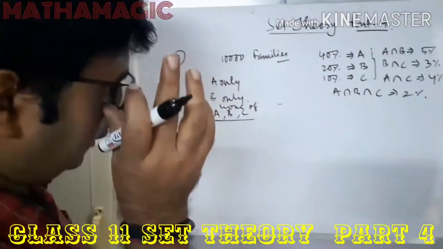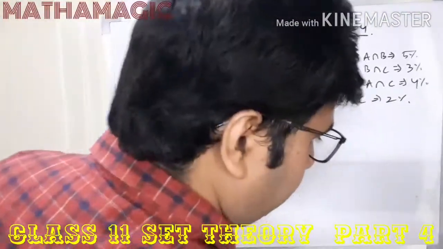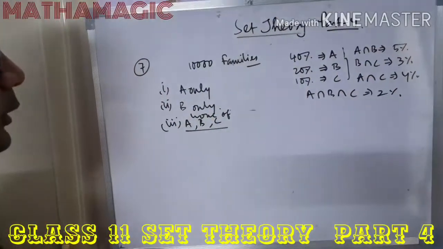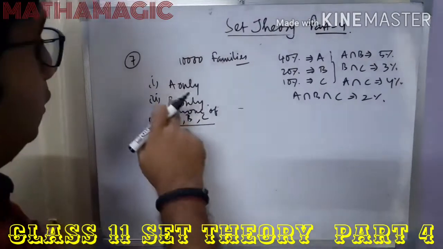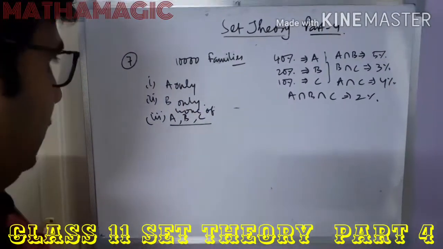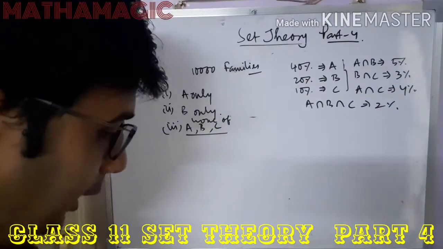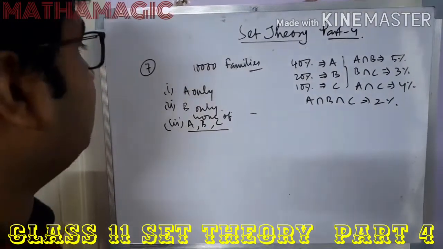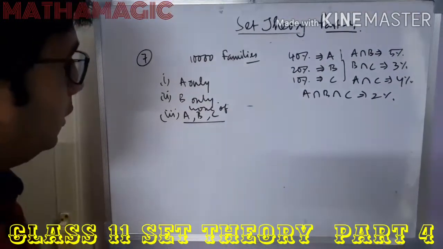Now we need to find out first the people who read newspaper A only. Then we need to find out the people who read newspaper B only. Then we'll find out the people who read newspaper C only. So let's start with the first part.